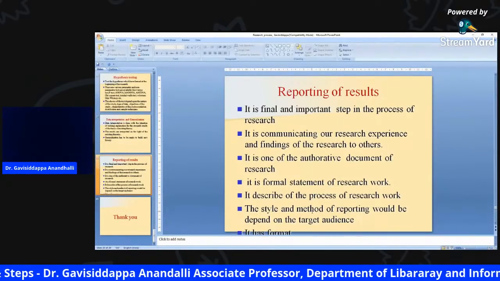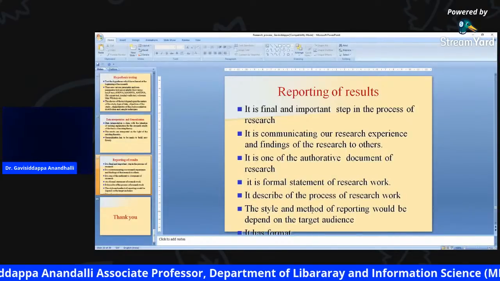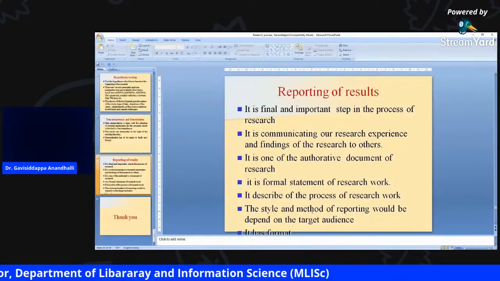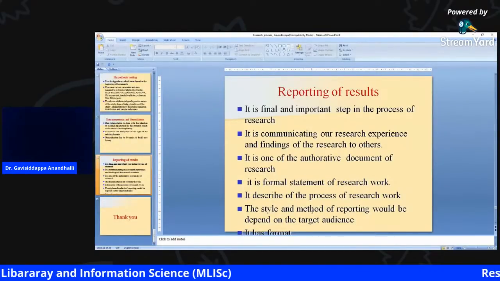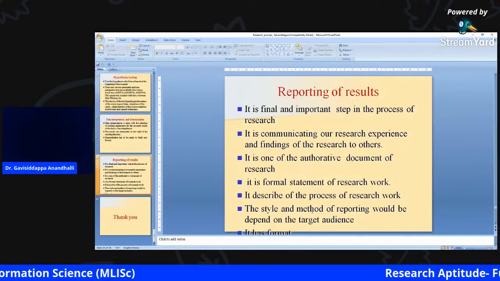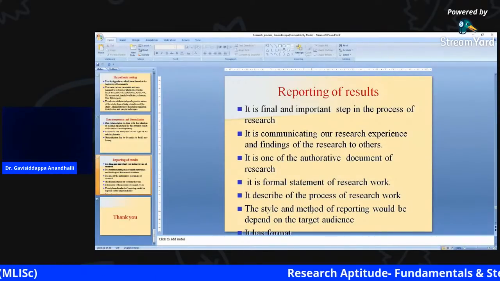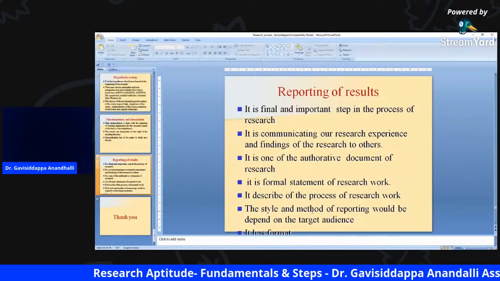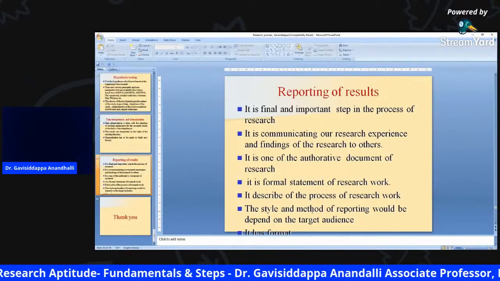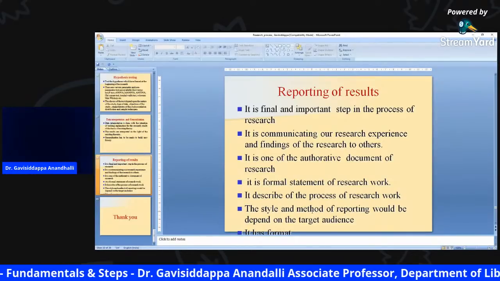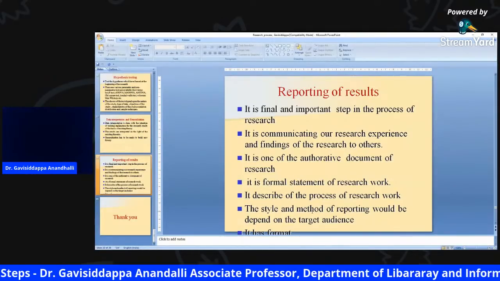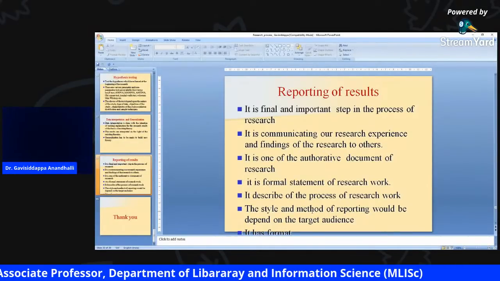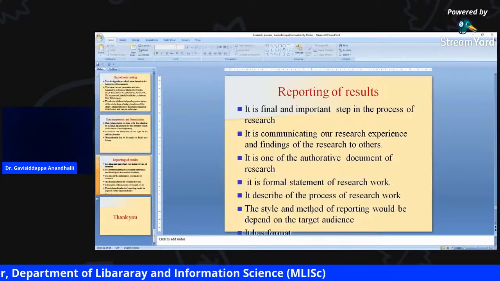There are particular audiences available, and they may use this research work for their research purposes. It is one of the authoritative documents of research. It is an official document of the research. It is a formal statement of research work. So you have to narrate all the research work you have carried out and submit it officially to the concerned, for various purposes, maybe award of the degree or sanction of research projects.